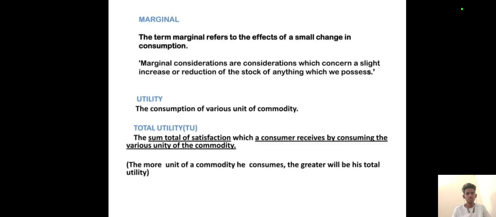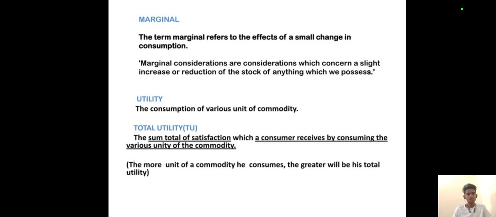First, we see the marginal. The term marginal refers to the effects of small changes in consumption. Marginal considerations are considerations which concern a slight increase or reduction of the stock of anything which we possess.